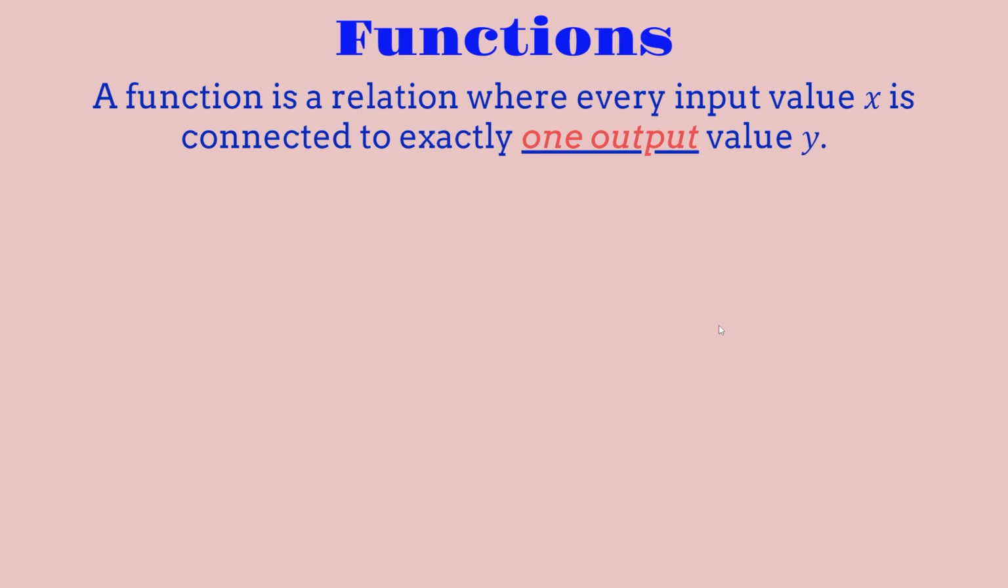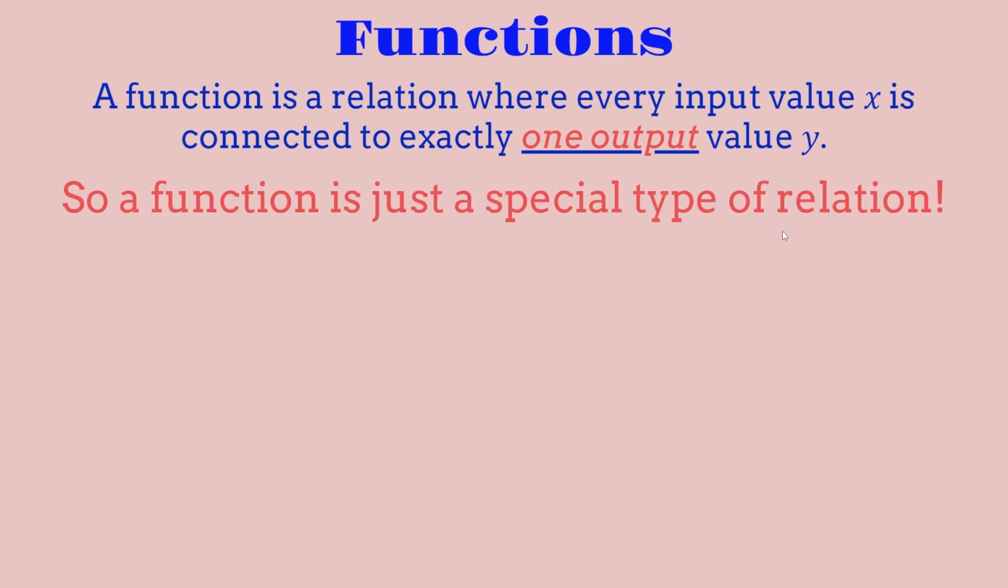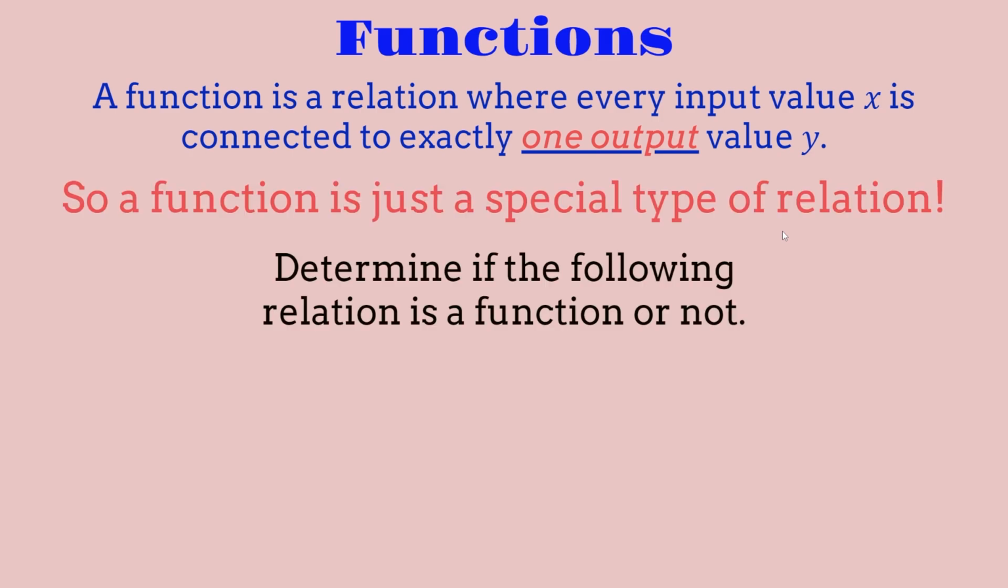Moving on, now we're going to talk about functions. A function is basically a relation where every input value x is connected to exactly one output value y. Sometimes these values can be different variables, but in this case we're going to use x and y. So every input value x is connected to only one output value y, or whichever variable you have. A function is just a special type of relation.